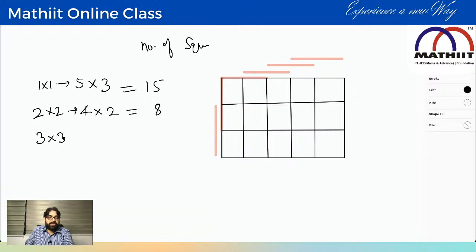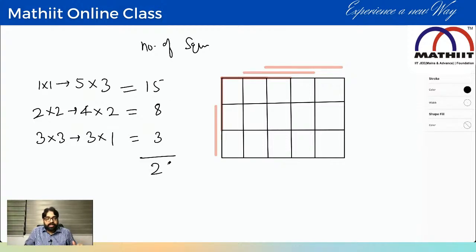Now 3 into 3 size. In how many ways can I select 3 into 3 size? Imagine one way, or this way, or this way. Means 3 ways I can select. So 3 into 3 in vertical, only one way. This is the complete 3, so one way. So that will be equal to 3. 4 into 4 size is impossible, because horizontally you can get 4 units, but vertically you cannot get it. So that will be the only options. That will be equal to 15, 8, 3, which is 26.